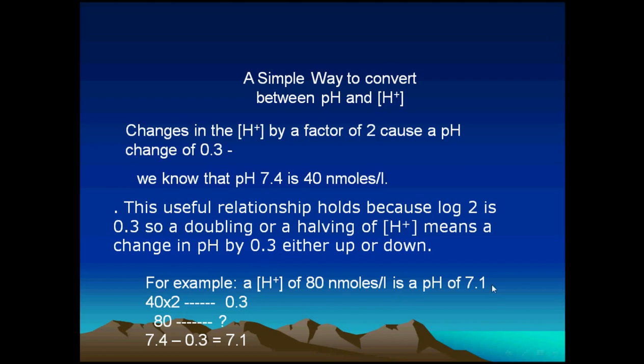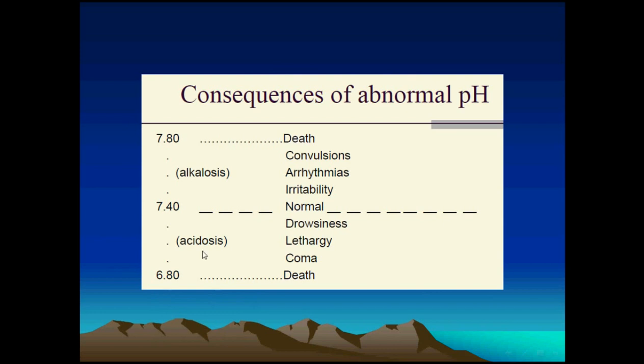For example, if the pH is 7.1, it is less than 7.4 by 0.3, and we know that 40 nanomoles multiplied by 2 makes a change of 0.3. So in this case, the hydrogen concentration doubled. Instead of being 40, it became 80. Usually this is the normal pH.